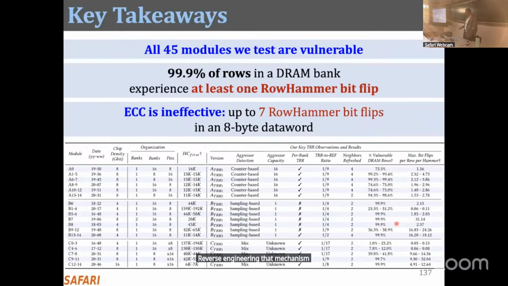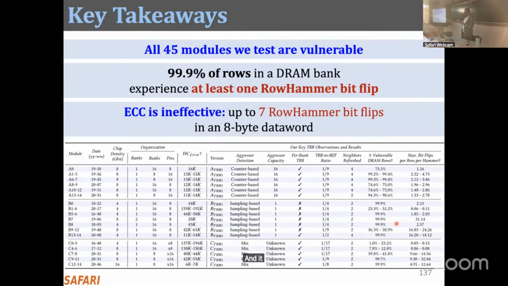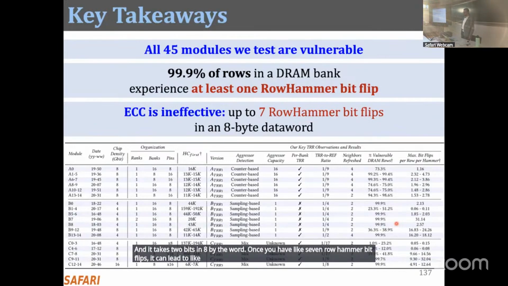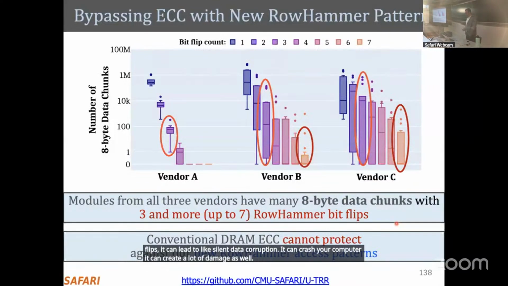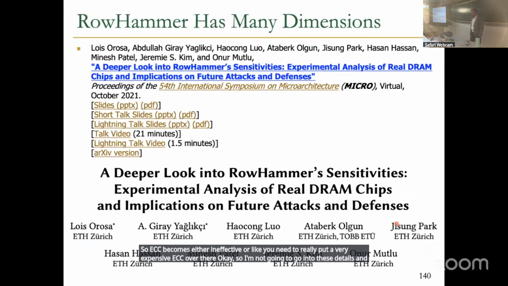And ECC is ineffective because you can observe up to 7 RowHammer bit flips in an 8-byte data word. This is quite large. Usually the deployed ECC in the DRAM chips corrects 1 bit in an 8-byte data word and detects 2 bits in an 8-byte data word. Once you have 7 RowHammer bit flips, it can lead to silent data corruption. It can crash your computer. It can create a lot of damage as well. So ECC becomes either ineffective or you need to put a very expensive ECC there. Okay, so I'm not going to go into these details, and let's look at the new RowHammer characteristics.